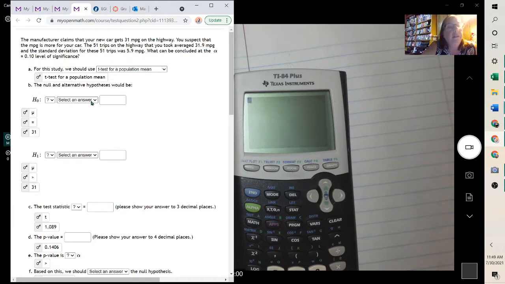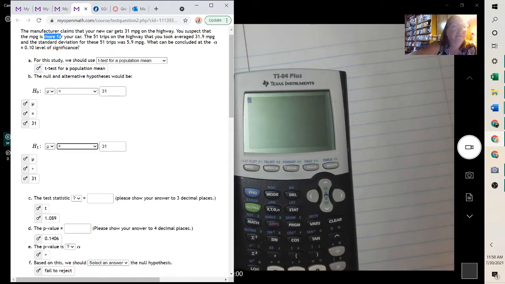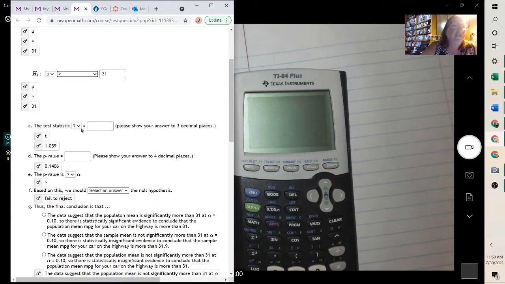The null hypothesis is always equal to. We said mean, so it would be mean. P would be for a proportion. And then the claim was the 31, so this is 31. The second one, the outside two stay the same, and then whatever you're testing. We said we feel more than, so we would go down here for the more than and click greater than.